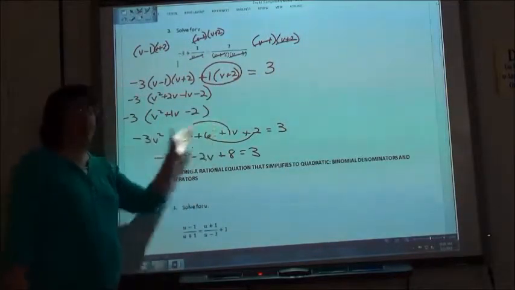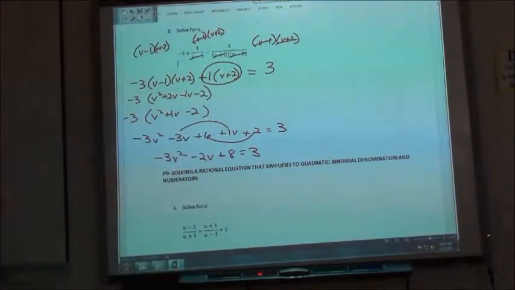Right? So you're not moving them, you're just combining them. Plus 8. But now what do I need to do?